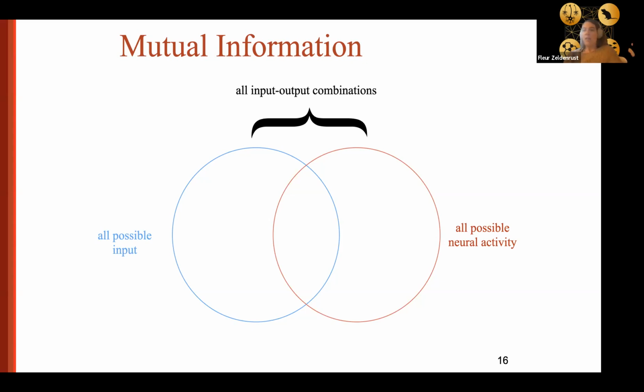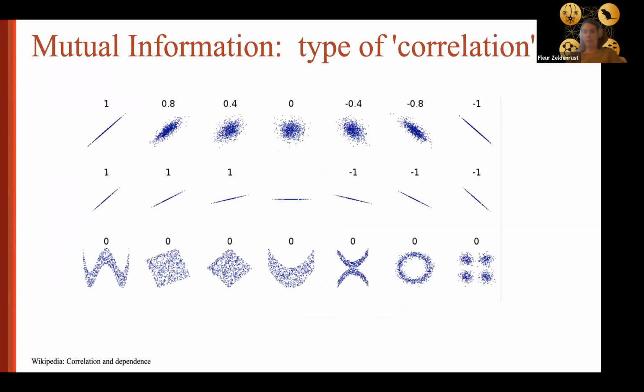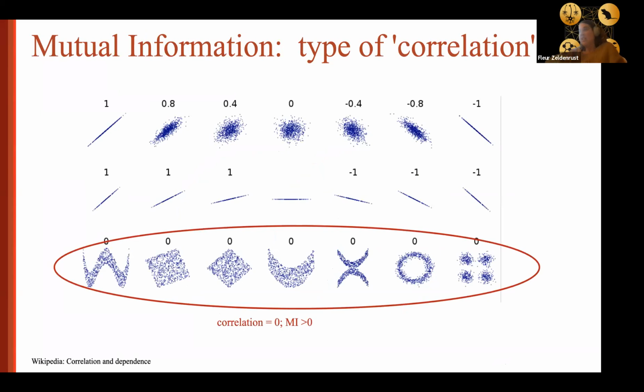If there's no relation, then apparently the output has no information about the input. But if there is some relation between the two, then exactly that is how much I know about the input if I observe the output, or how much I know about the output if I observe the input. That is what we call information. So basically, information is just an advanced way of a correlation.